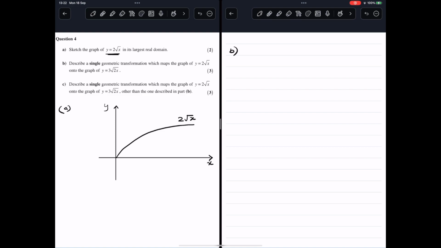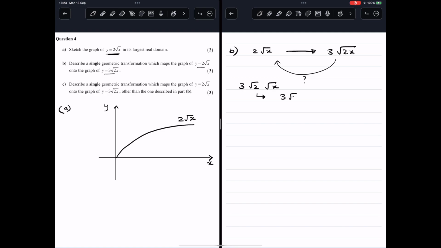For part B, we have to describe a single geometric transformation which maps the graph of y equals 2 root x onto 3 root 2x. So we have to think over here backwards. Okay, so what do we need to change 3 root 2x by to get 2 root x? Now, 3 root 2x can be written as 3 root 2 and then root x. Okay, so I'm just breaking this down so that I can digest it into little chunks.